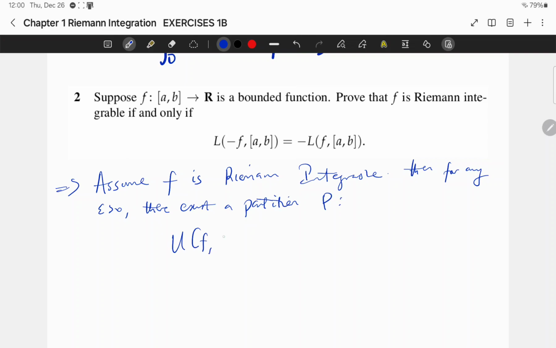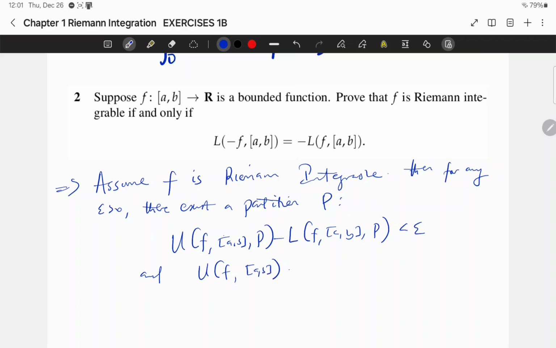such that U(f, a, b, P) minus L(f, a, b, P) is less than epsilon, and then U(f, a, b) is equal to L(f, a, b), which is equal to the integral from a to b of f. So take note of this condition.